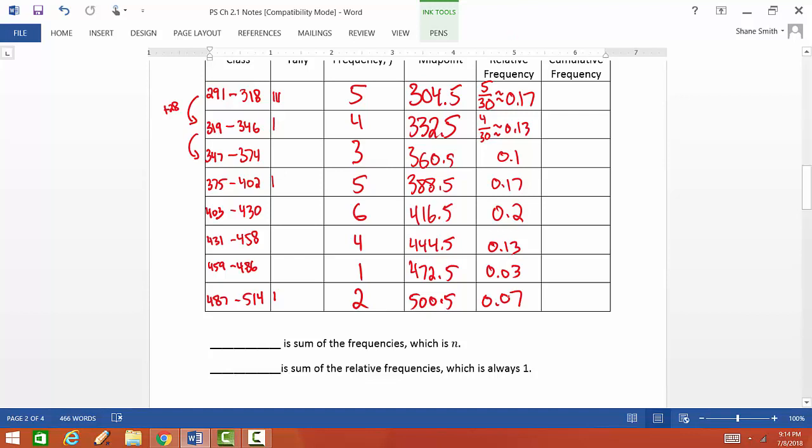Good way to check to see if you did this right, add them all up, because the relative frequencies should all sum to 1, right? So if you add this whole column, you should get 1.